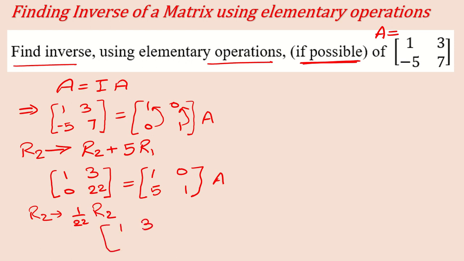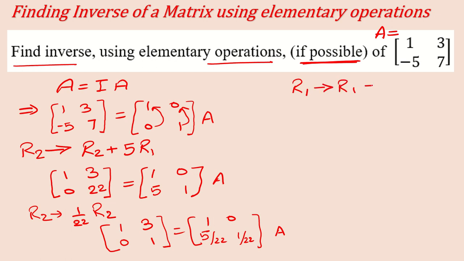So 1, 3 and then 0, 1 equal to, here also 1, 0. We are dividing it by 22. So 5 over 22 and 1 over 22. Now in place of this 3, what do we want? We want 0. So how can you do it? It can be easily done by this operation, R1 replaced by R1 minus 3R2.